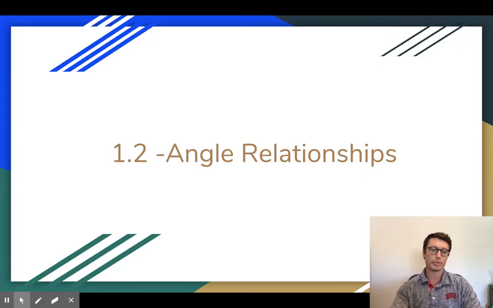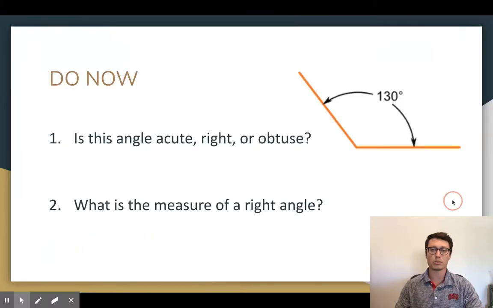Last lesson, we learned about definitions, basics of geometry. We learned about lines, line segments. We touched a little bit about angles. So today's lesson, we're going to be going more in depth into angles.